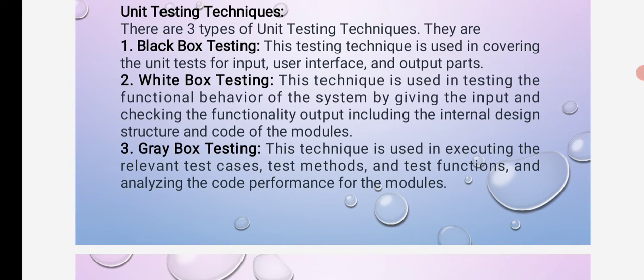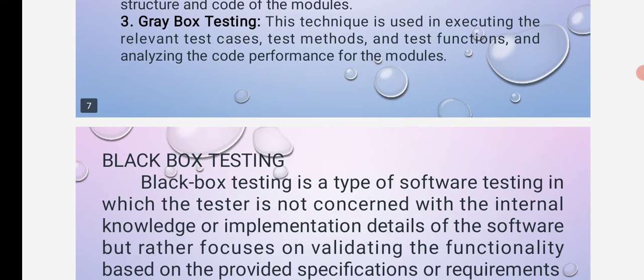Then black box testing. This testing technique is used in conducting the unit test for input, user interface and output parts. White box testing. This technique is used in testing the functional behavior of the system by giving the input and checking the functionality output, including the internal design, structure and code of the modules. Gray box testing. This technique is used in executing the relevant test cases, test methods and test functions and analyzing the code performance for the modules.